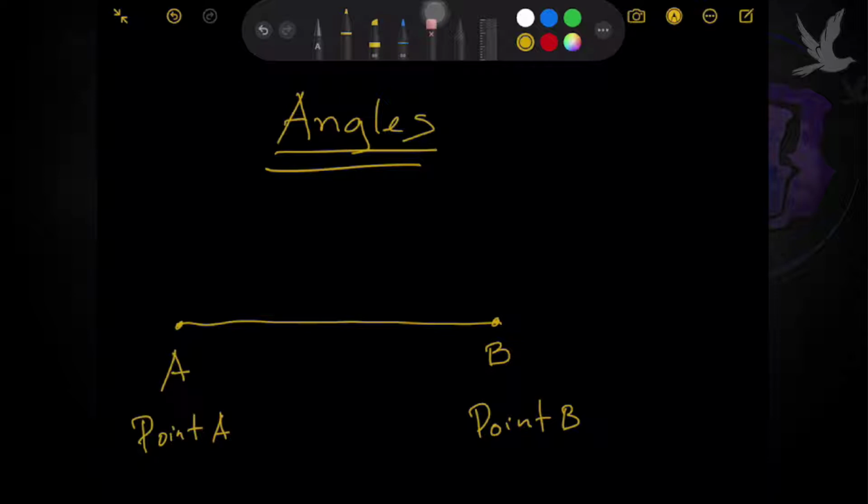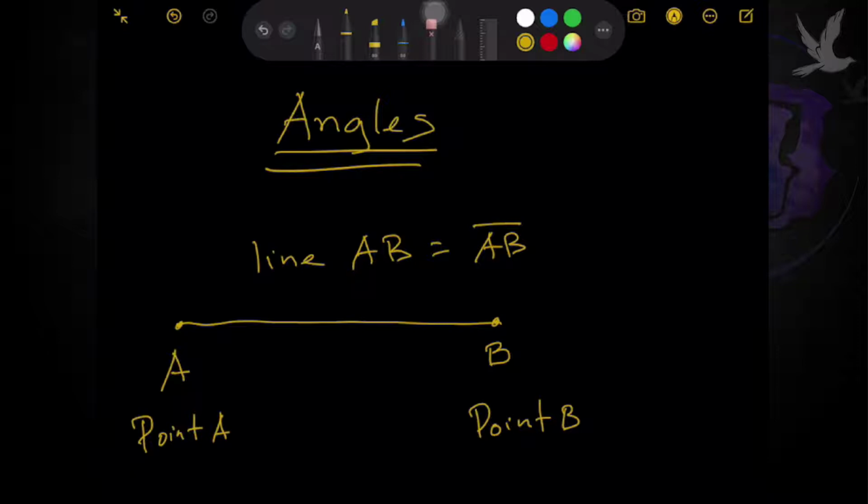And if you notice, out of these 2 points, A and B, we were able to form a line. And since we have names for our points, A and B, this line will now be called line AB, which can be written as just AB with a line on top. Okay, it is called line AB. So that is our introduction to angles.